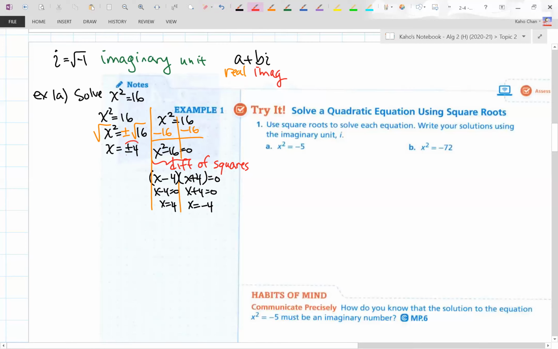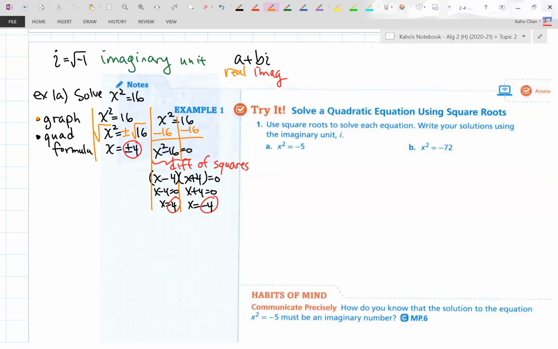All right. So the reason why I did this problem with you is just a quick reminder of how to solve this. I mean, there's a lot of other ways you can do this. You can graph if you want to, the solution. See where it crosses the x-axis. You can use the quadratic formula. Remember that? Negative b plus or minus blah, blah, blah. So here's the clincher. What happens if you are trying to take the square root of a negative number? That's the problem. So let's do that.